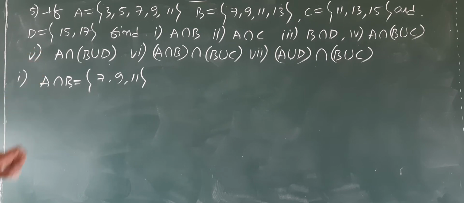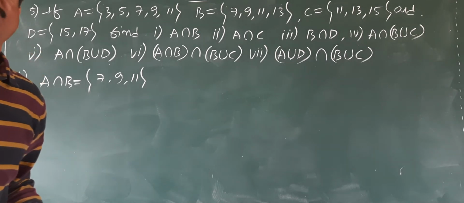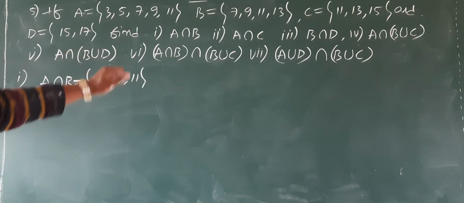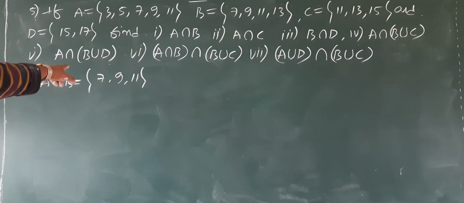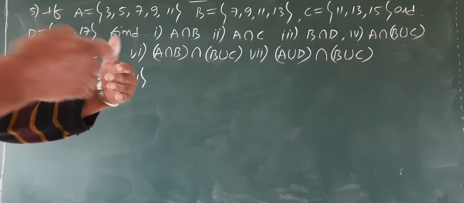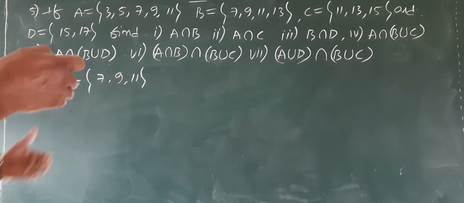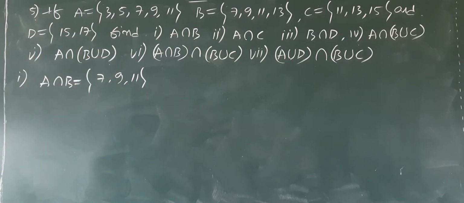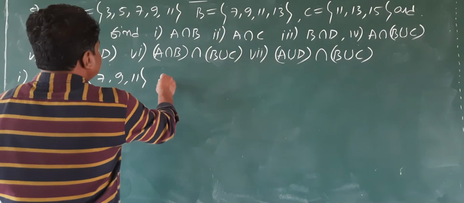Are they joint sets or disjoint sets, students? They are joint sets, joined by these three elements. There is a link, a junction, for both A and B. Next question.